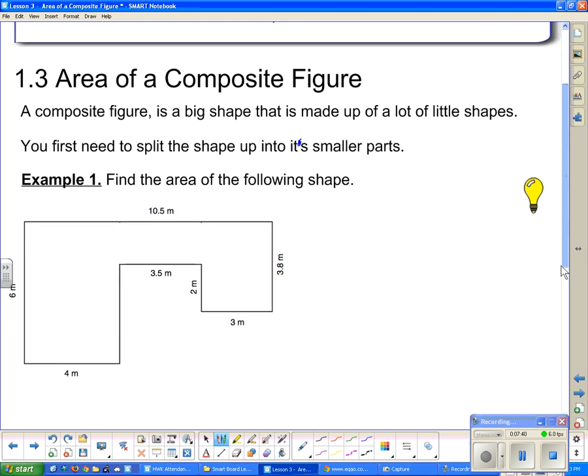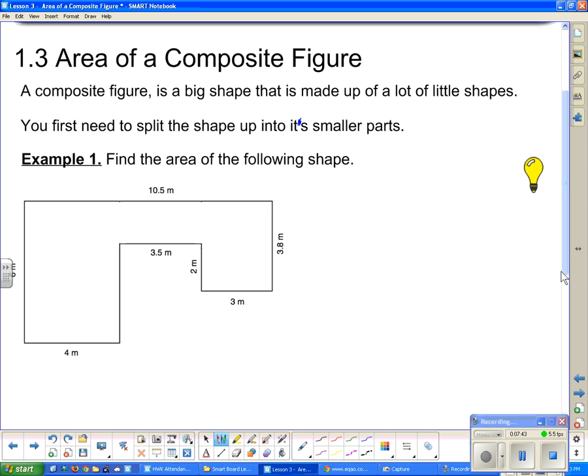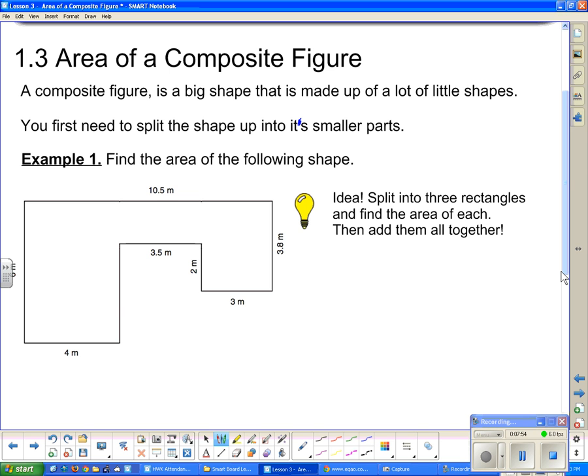So let's have a look at this first one. Example number one says, find the area of the following shape. Well, that is a pretty complicated looking shape. But, and there's a light bulb over here. What's the bright idea? The idea is to split into three rectangles and find the area of each and then add them together. So I'm going to split it this way. I'm going to draw that line down there and that line down there. And I'm going to call this area one, area two, and area three so that we can refer to that. That's going to give us good communication skills on this one.